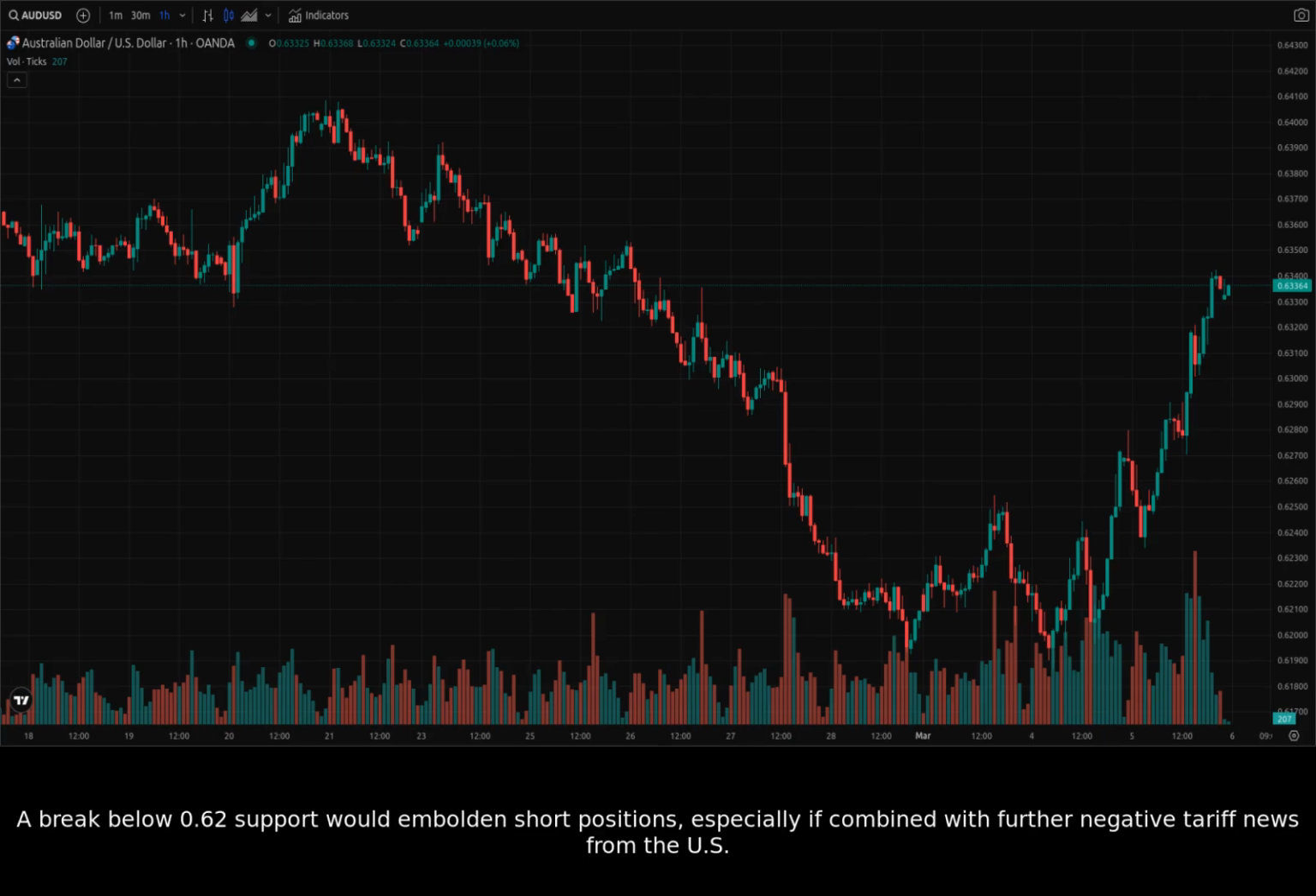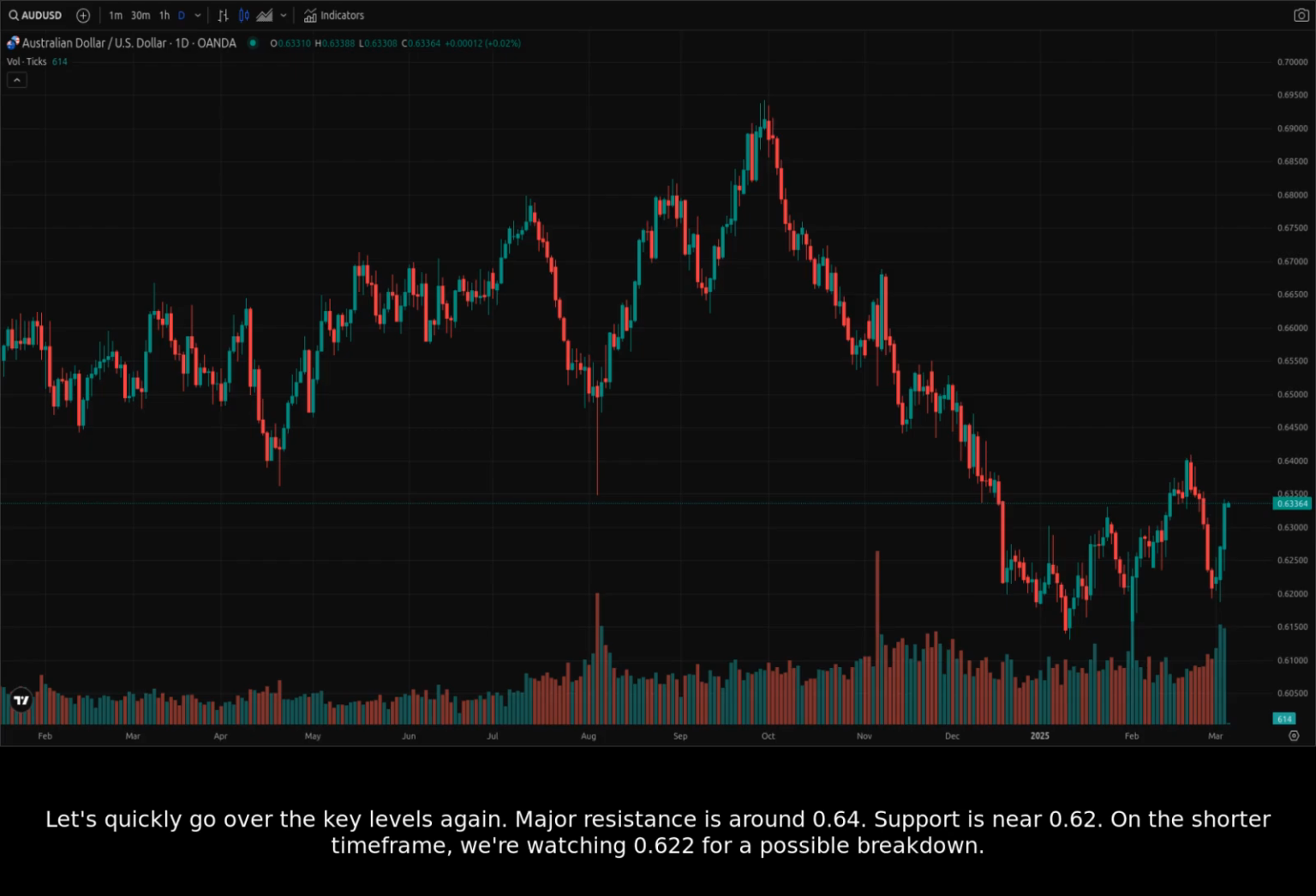A break below 0.62 support would embolden short positions, especially if combined with further negative tariff news from the U.S. Let's quickly go over the key levels again. Major resistance is around 0.64. Support is near 0.62. On the shorter time frame, we're watching 0.622 for a possible breakdown.